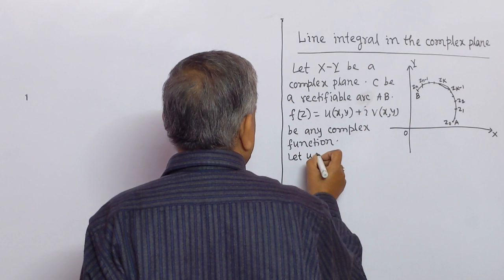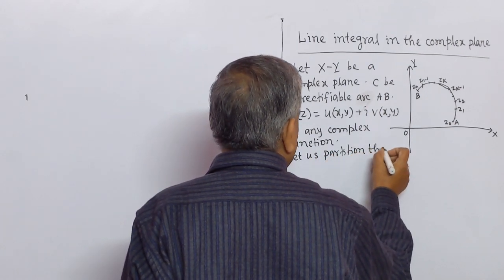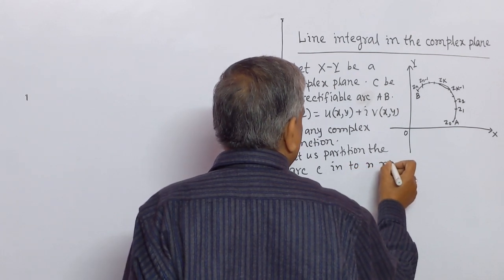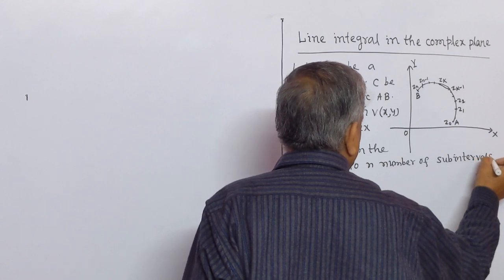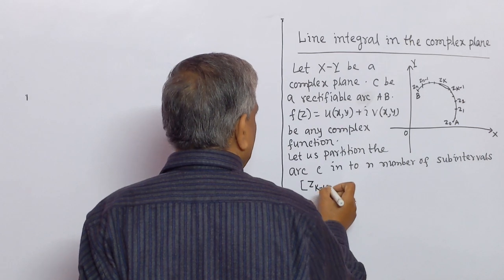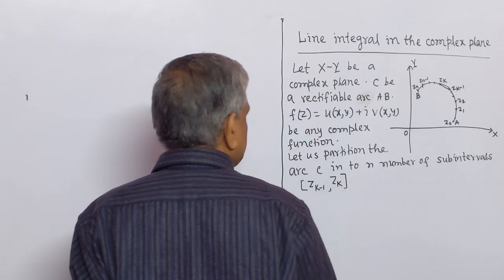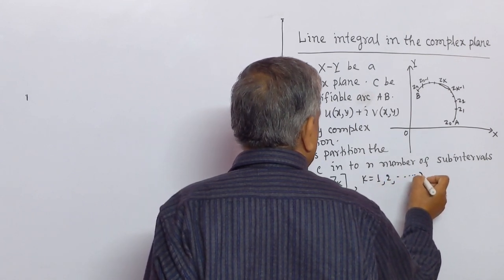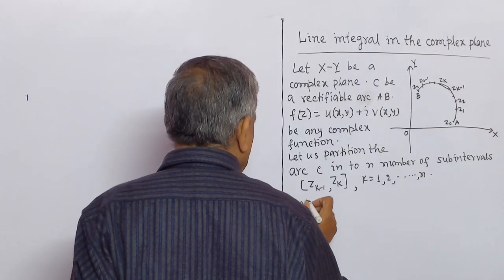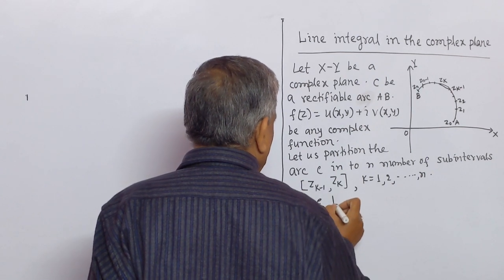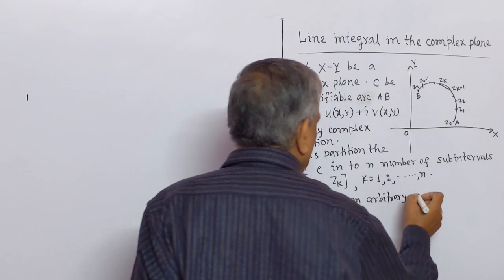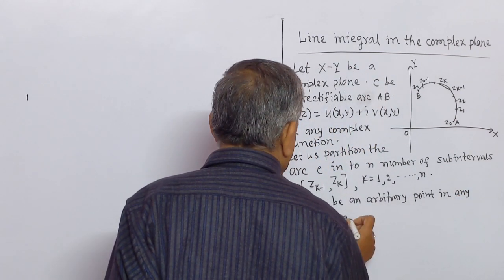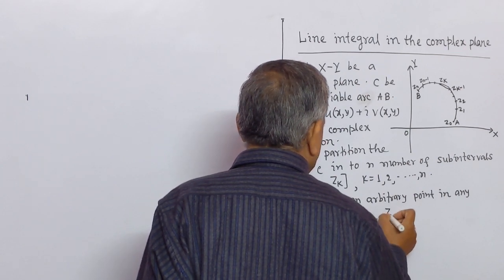Let us partition the arc C into a number of subintervals [z_{k-1}, z_k], k equal to 1, 2, ..., n. Let xi_k be an arbitrary point in any subinterval [z_{k-1}, z_k].